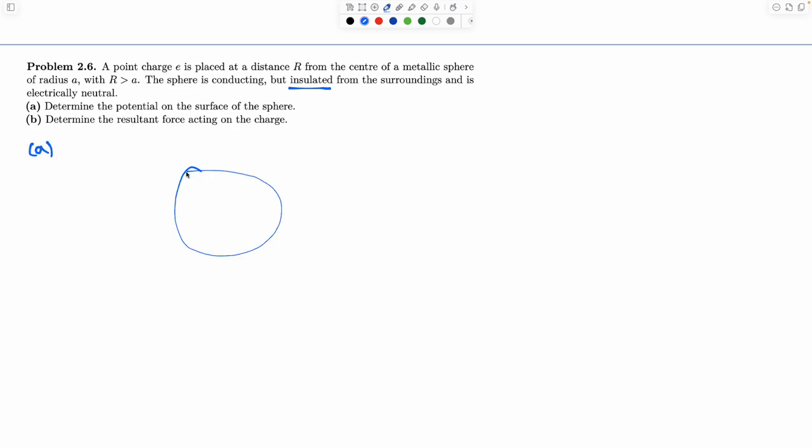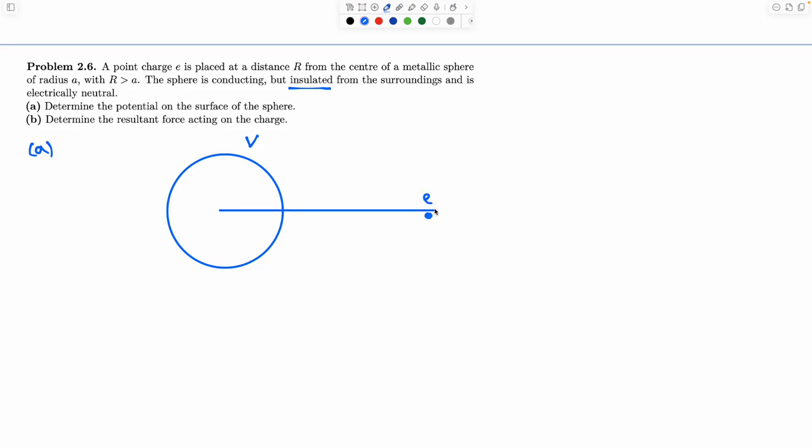In this case, our sphere is not grounded, which means that it has some finite potential, V. When we place our charge at a distance from the sphere, if you use the regular method of images, you will have an image charge over here, let me call it Q1. And remember that this will yield V equals 0 on the surface. But we know that V is non-zero because it's not grounded.